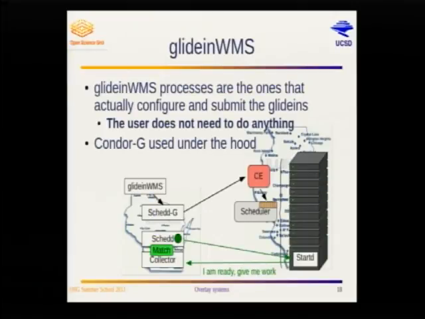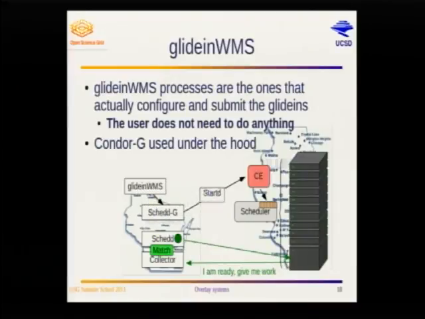So what GlideinWMS does on top of basic Condor is just make sure that this startd actually gets here. And it does it completely autonomously. So the user, all it has to do is submit to the schedd. The GlideinWMS will do the magic to submit the startd, configure the startd, and get it here. And we use Condor-G to do that.